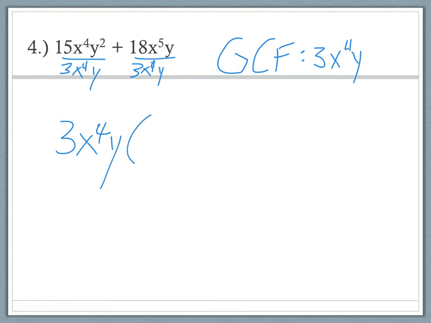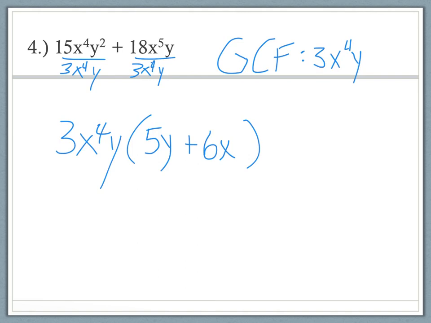Okay. Now inside of the parentheses, 15 divided by 3 is 5. And then my x's cancel, so I don't have any more x's, but I do have one y left. Plus, now 18 divided by 3 is 6. Okay. Then I have one x left, and my y's canceled.